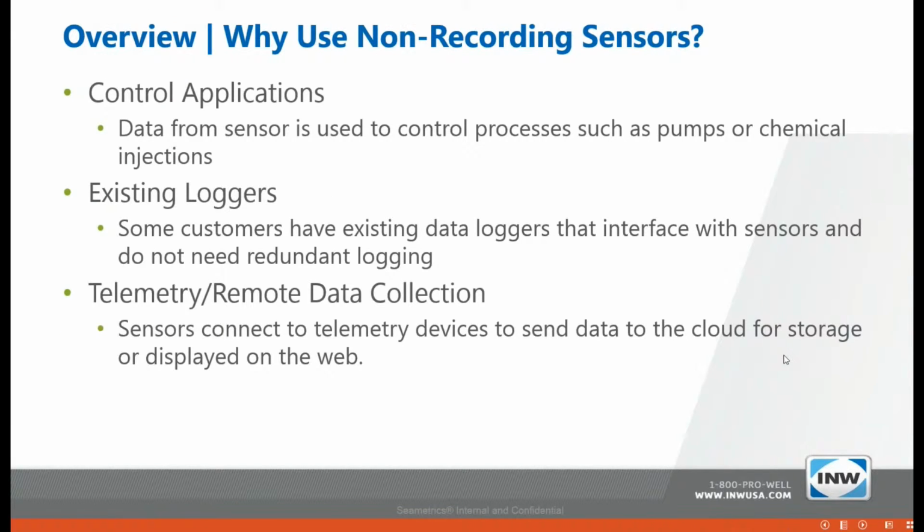Some of the reasons that you would use non-recording devices, for us, it's primarily for control applications. Those would typically be the analog sensors that you use to shut off the pumps at high-low levels and things along those lines. If you have existing loggers, you might want a non-recording device just because you don't feel like replacing all of your equipment out in the field. And we see more and more people going to telemetry and remote data collection, so that you're not sending any technicians out to collect the data. You can just sit at your desk and have all that information delivered to you.